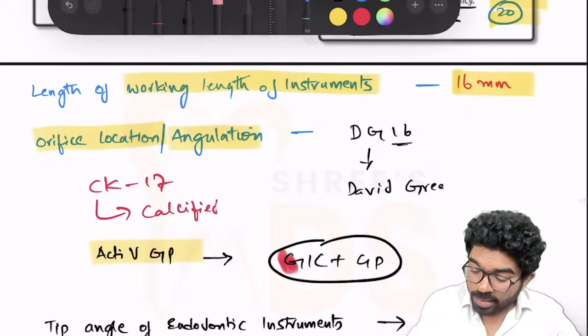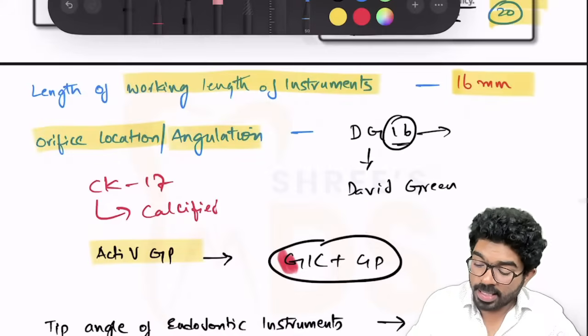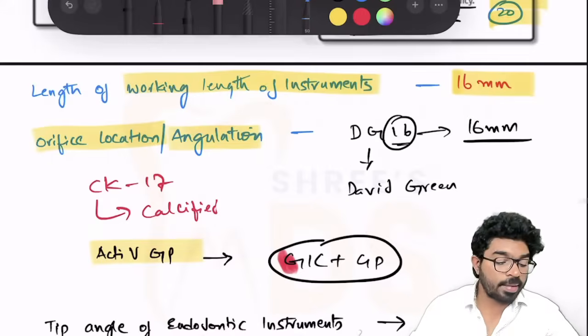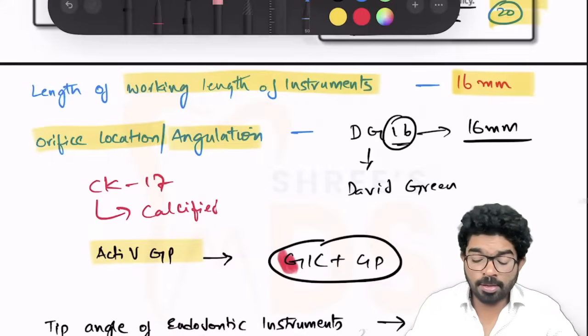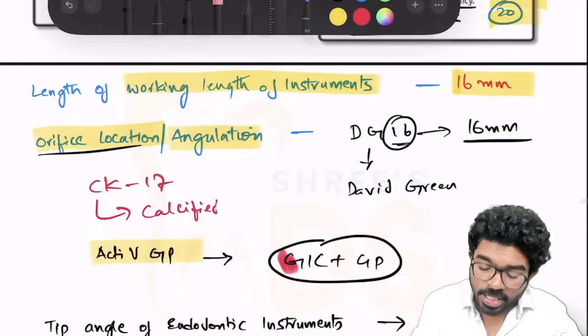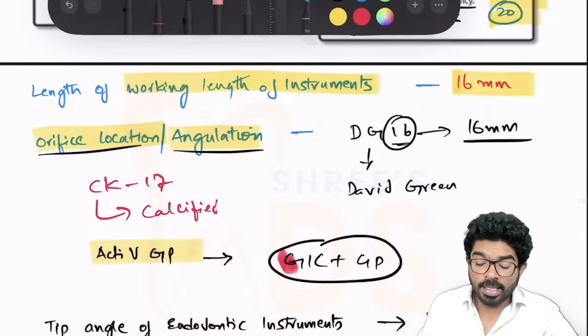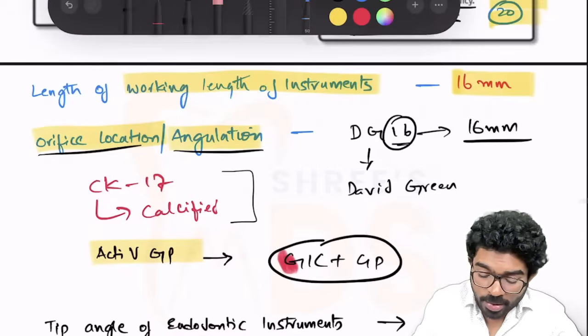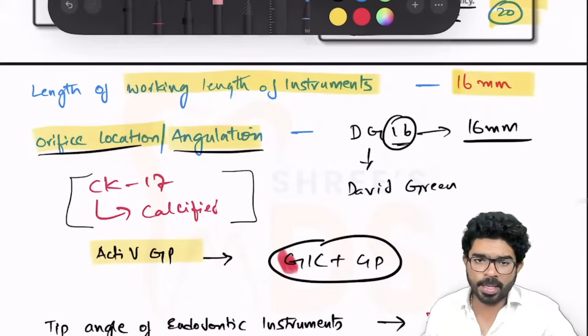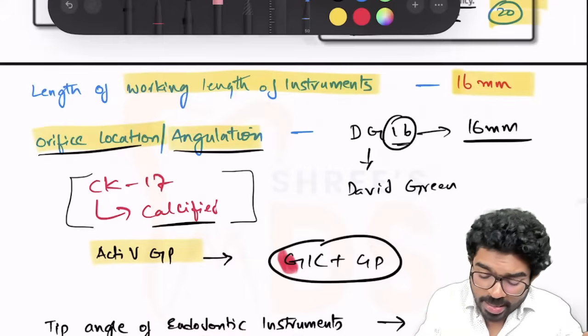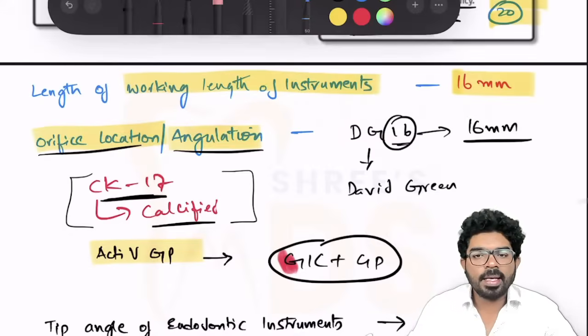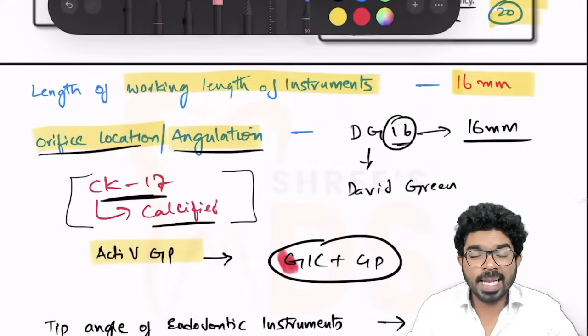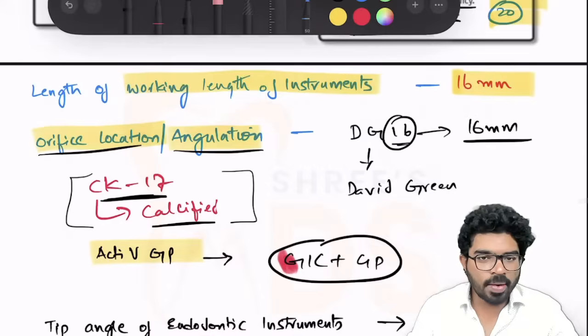That is David Green, and 16 millimeters is the working length. This is basically useful in orifice location and angulations. Similarly, you have a similar instrument which is helpful for the same purpose in the case of calcified canals, that is called CK17. CK17 is used for calcified canals for orifice location and orifice angulation.